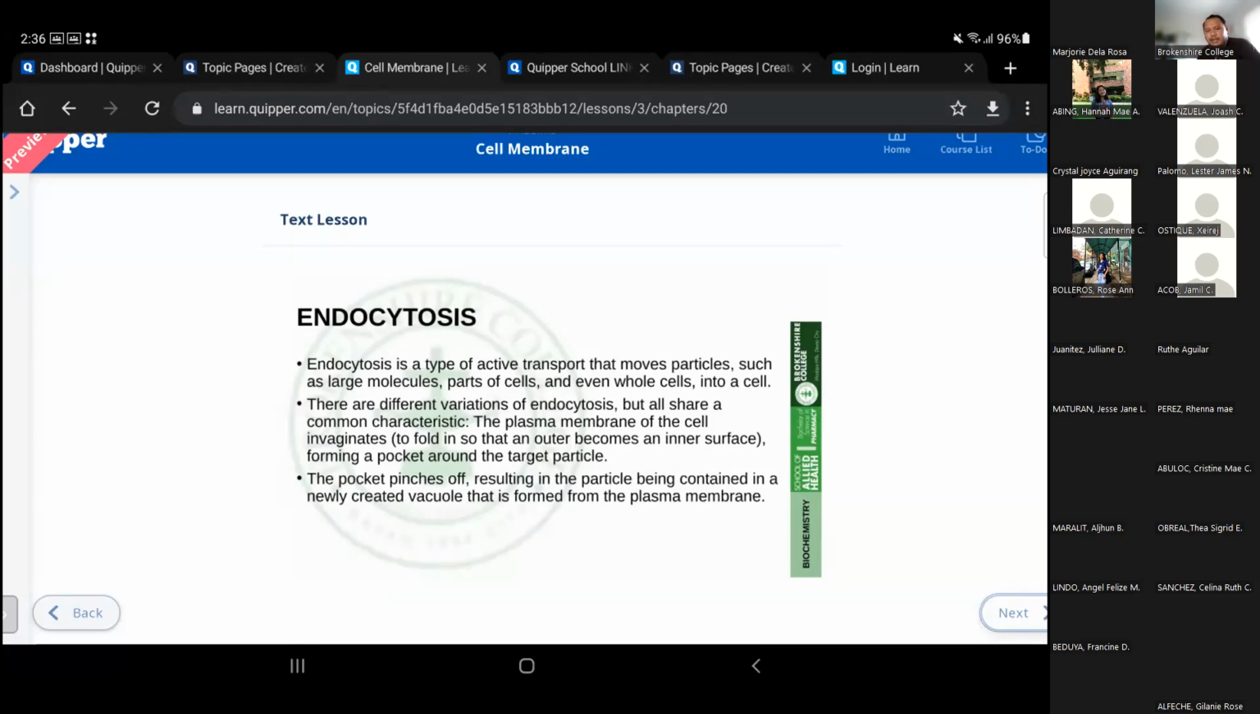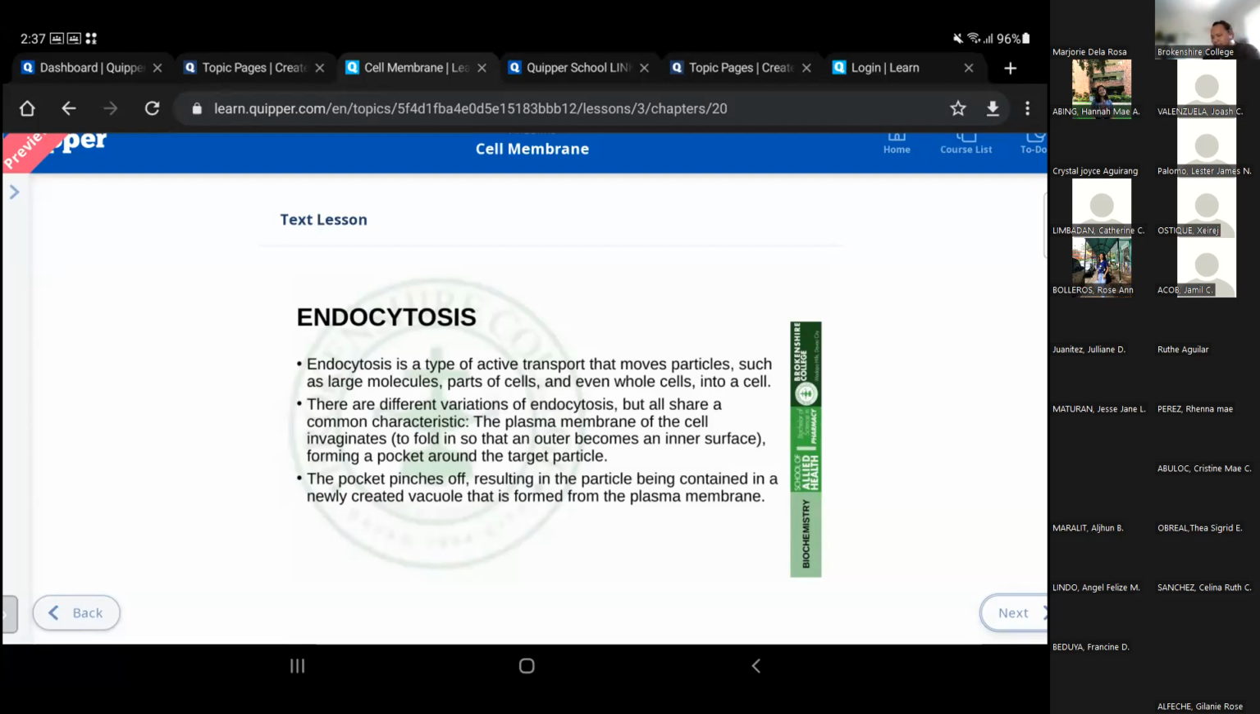Let's continue muna, no? Types of active transport. The first one is your endocytosis, no? So this is for large molecules, parts of the cells, and even whole cells into a cell. Okay? So there are different variations of endocytosis, but all share common characteristics.